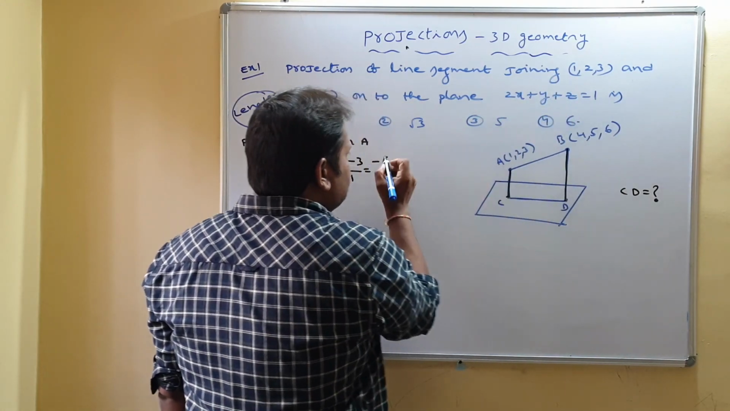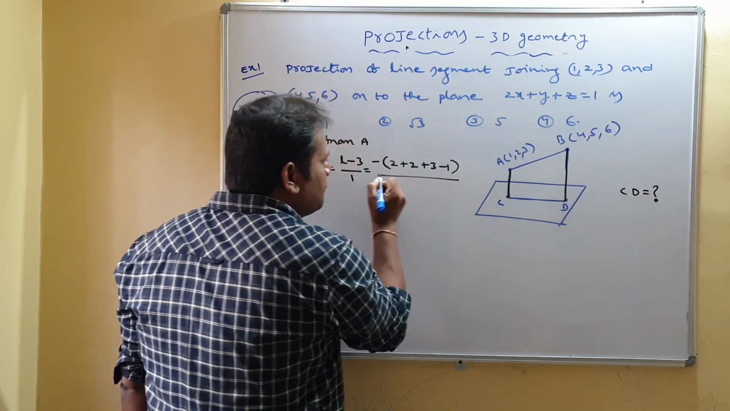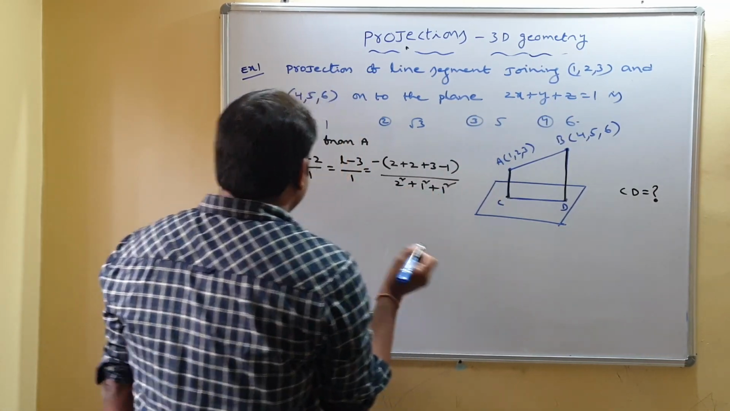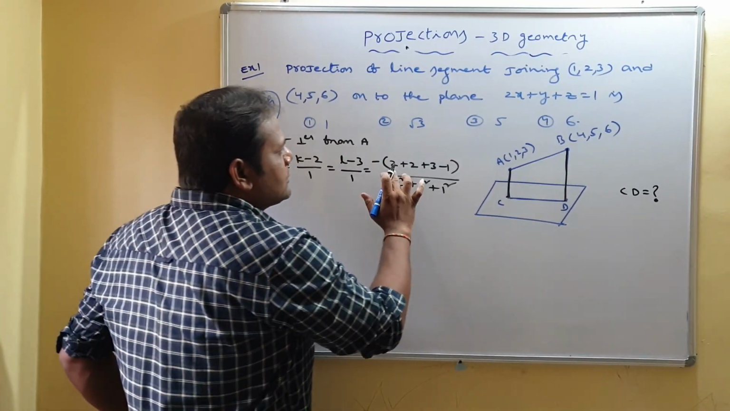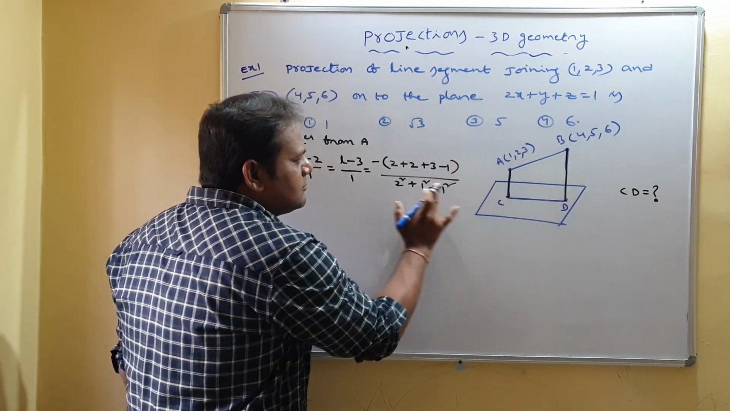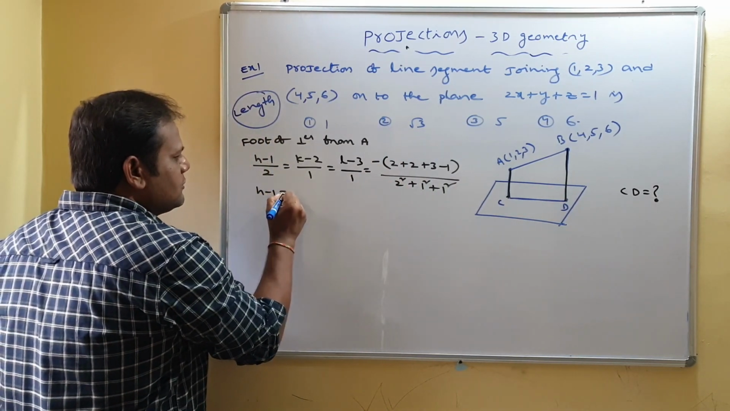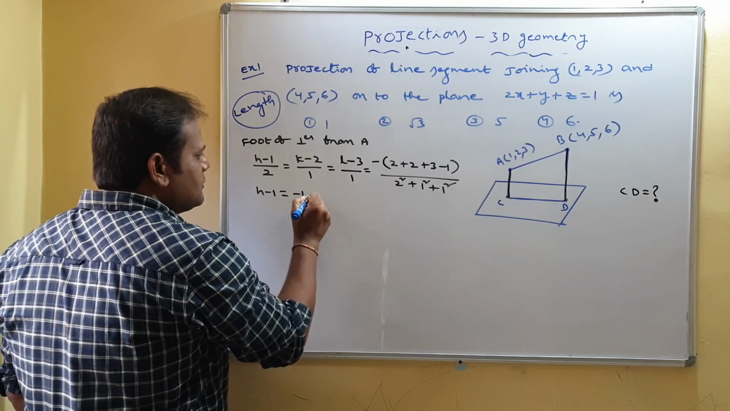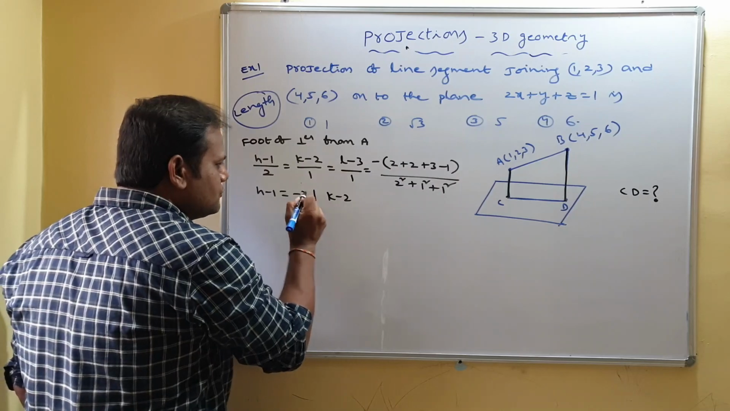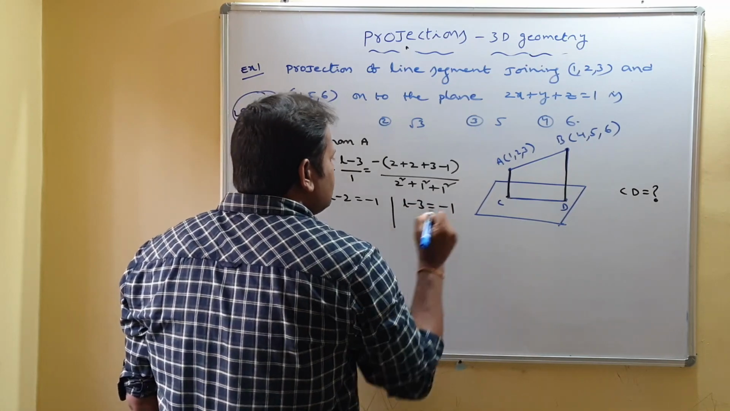So put this point in this plane. We get (2 plus 2 plus 3 minus 1) by (a square plus b square plus c square), that is 2 square, 1 square and 1 square. Here 4 plus 3 is 7, 7 minus 1 is 6, so the numerator is minus 6. The denominator is 6, so totally it is minus 1. So we got h minus 1 equal to minus 1, and k minus 2 is 2 into minus 1, that becomes minus 2, k minus 2 equal to minus 1, and l minus 3 equal to minus 1.